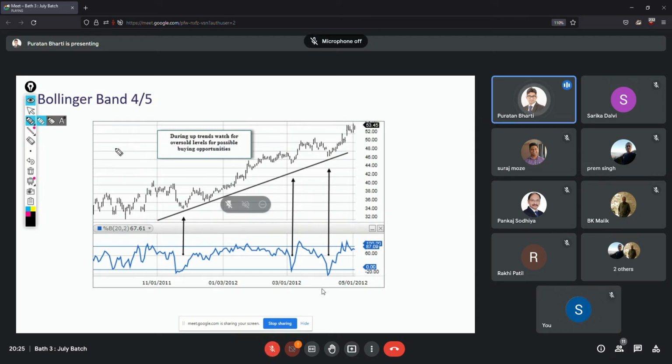Great. So another thing that you can do is combine Bollinger Band with RSI. This is part 3 of the Bollinger Band series. So another thing that you can do is combine Bollinger Bands with RSI.